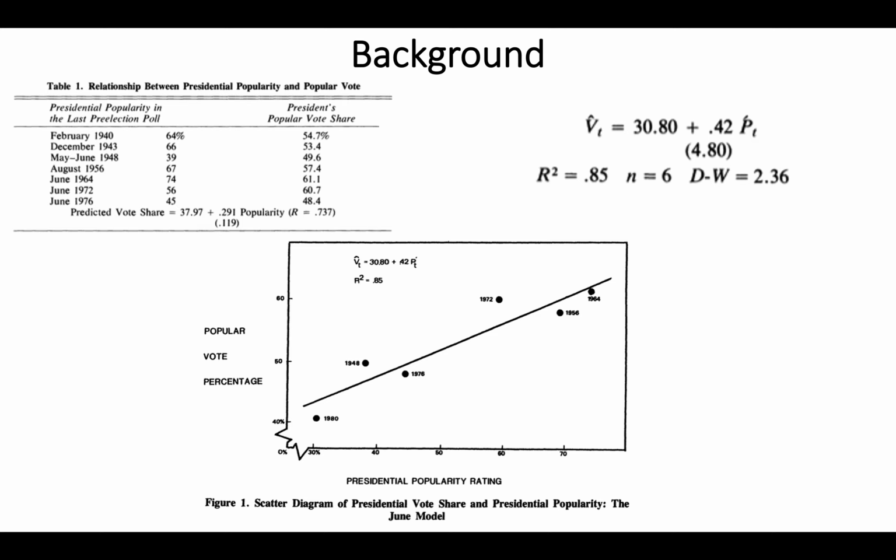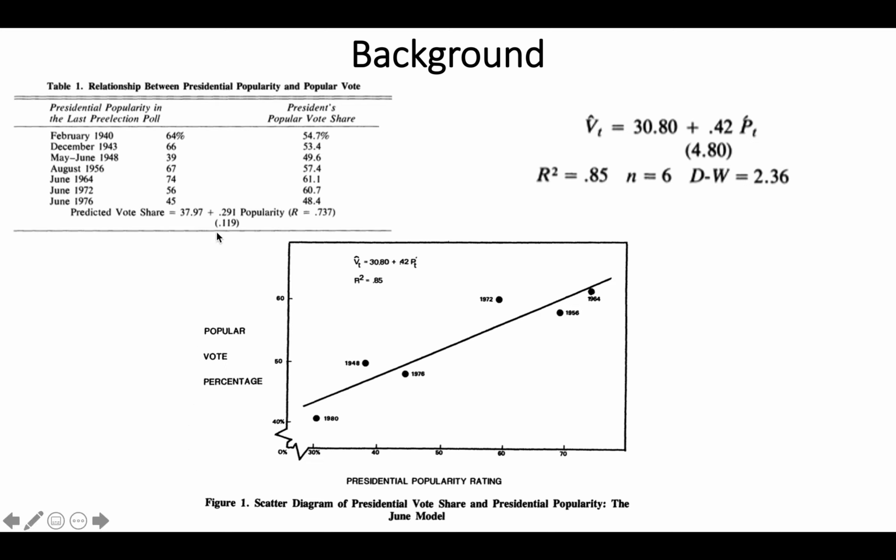On the top left of this slide, we have Siegelman's data and equation. The last Gallup poll during the election campaign, back then Gallup would end its polling months in advance of the actual election date, is used to create a small regression model where the dependent variable is incumbent party candidate vote share and the independent variable is presidential approval.